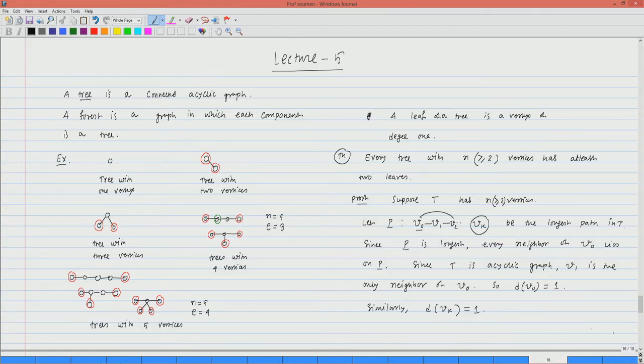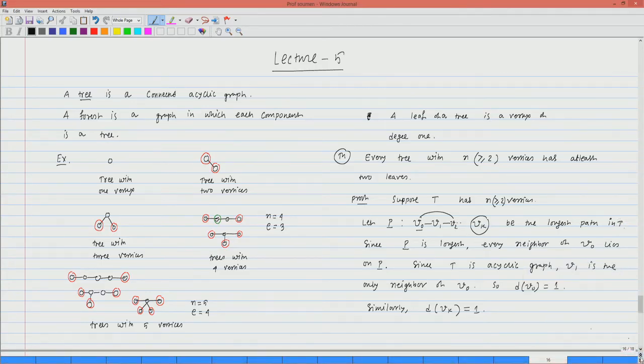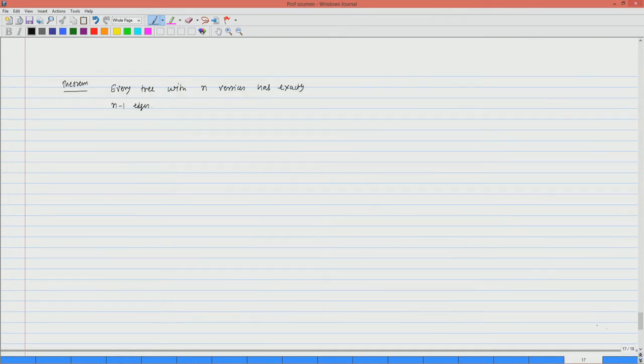Okay, but we need to prove this result that every tree with n vertices has n minus 1 edges. So, we will prove this formally, and we will prove this by induction. We have proved some theorems using contradiction and different cases. This is perhaps the first time we are proving a result in this course by induction.